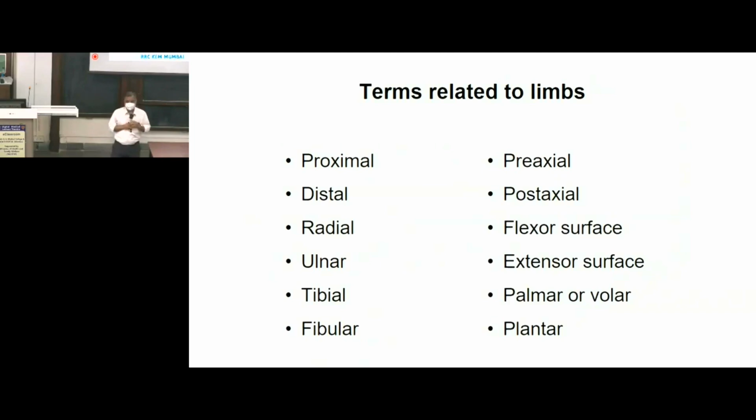Now terms related to limbs. We have already dealt with proximal and distal. Closer to trunk is proximal, away from the trunk is distal. With reference to the upper limb, ulna is the medial bone of the forearm. So ulnar side is medial aspect of the upper limb. Tibial is for the lower limb. So tibia is the medial bone of the lower limb.